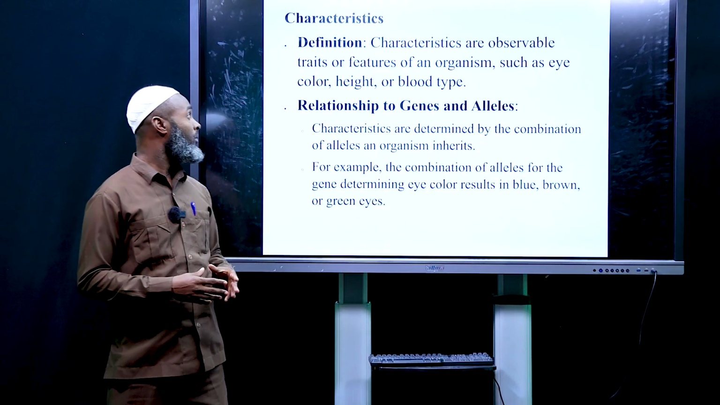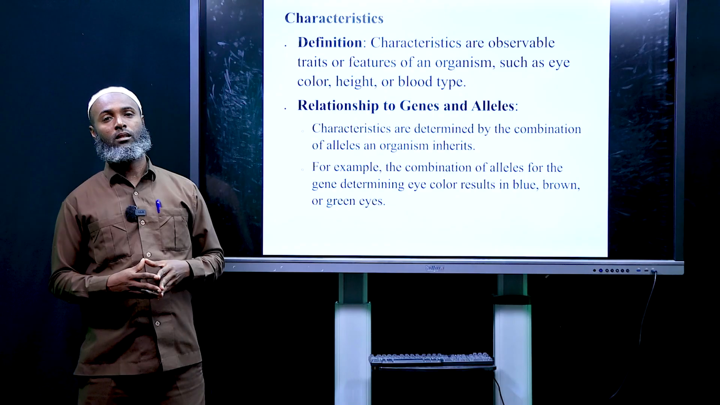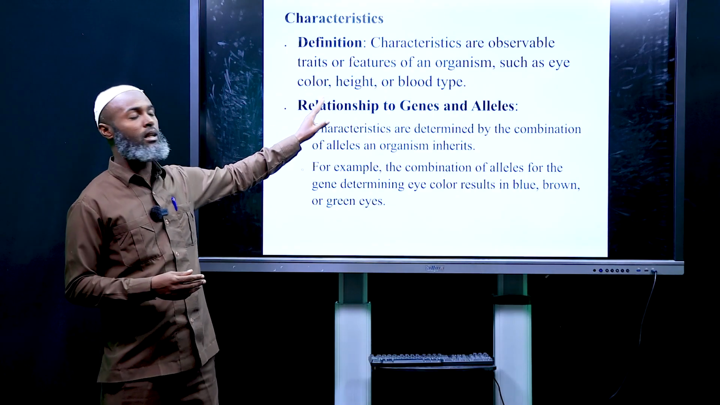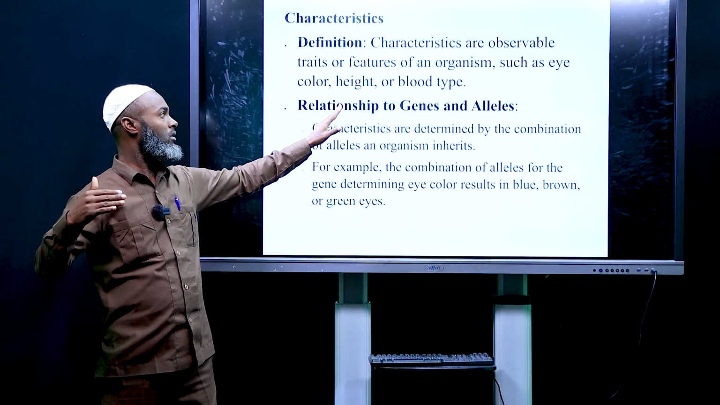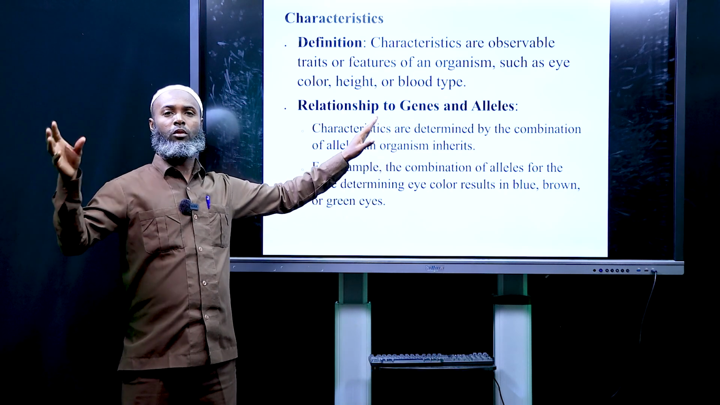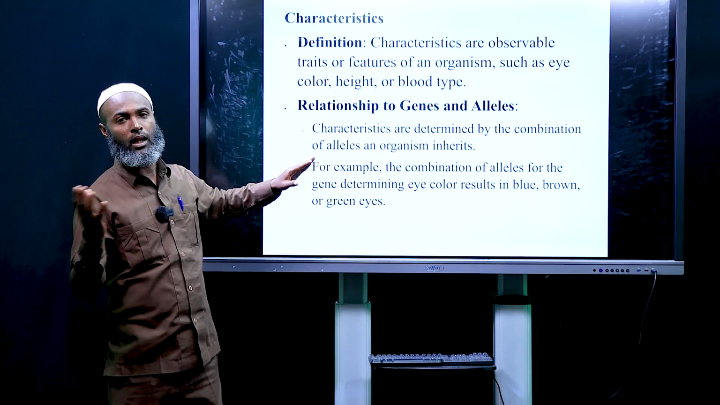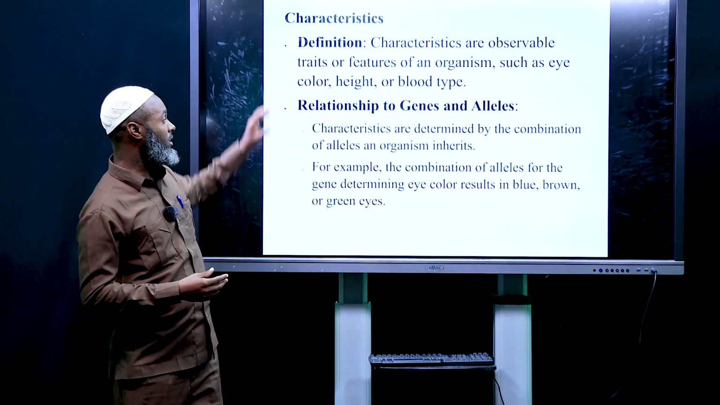Characteristics are observable traits or features of an organism, such as eye color, height, tallness or shortness, blood type. We have seen two types of blood grouping, ABO blood group and Rh positive and Rh negative. These are characteristics.